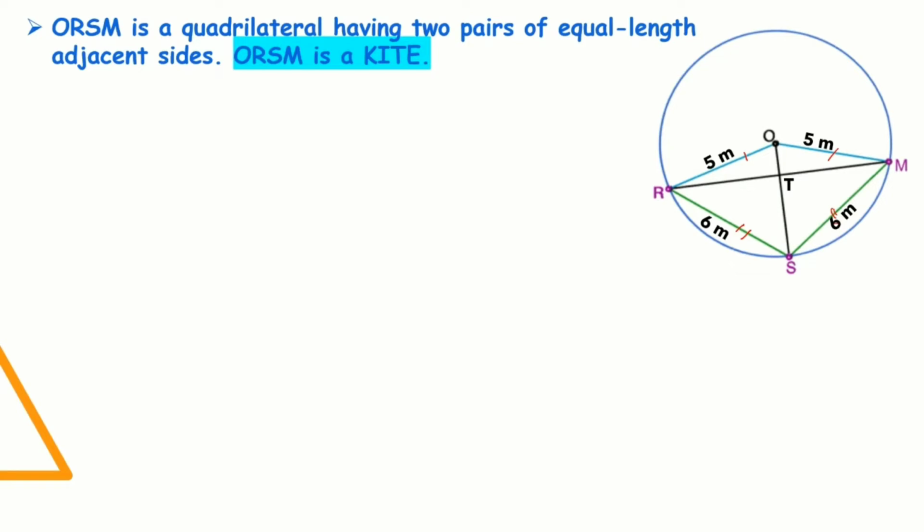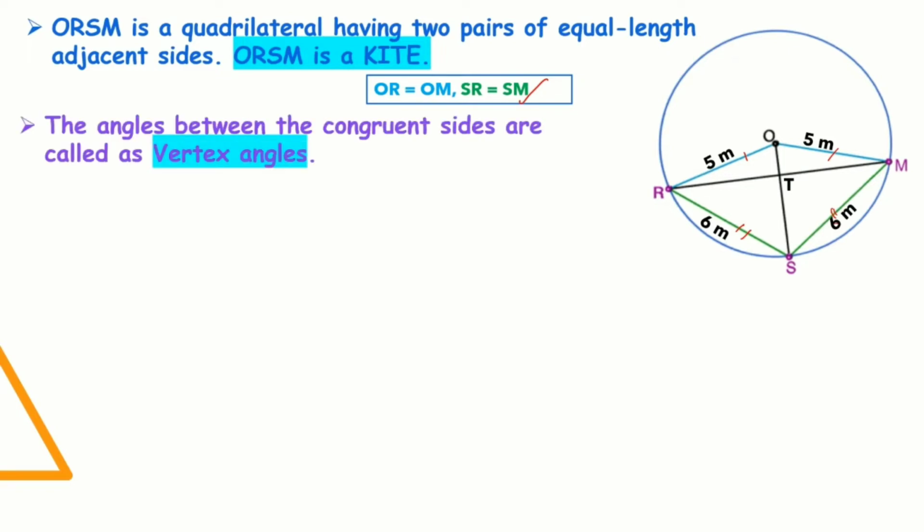Once you will get all the properties of kite, it's going to be very easy for you to get the answer. So let's revise all the properties. So first of all, we know that in a kite, we are having two pairs of equal length adjacent sides. That is, in this one, we are having OR is equals to OM and SR is equals to SM. Next, the angles between the congruent sides are called as vertex angles. So in this figure, angle ROM, that is this angle, and angle RSM, this angle, these are vertex angles. Which are vertex angles? The angles between the congruent sides.